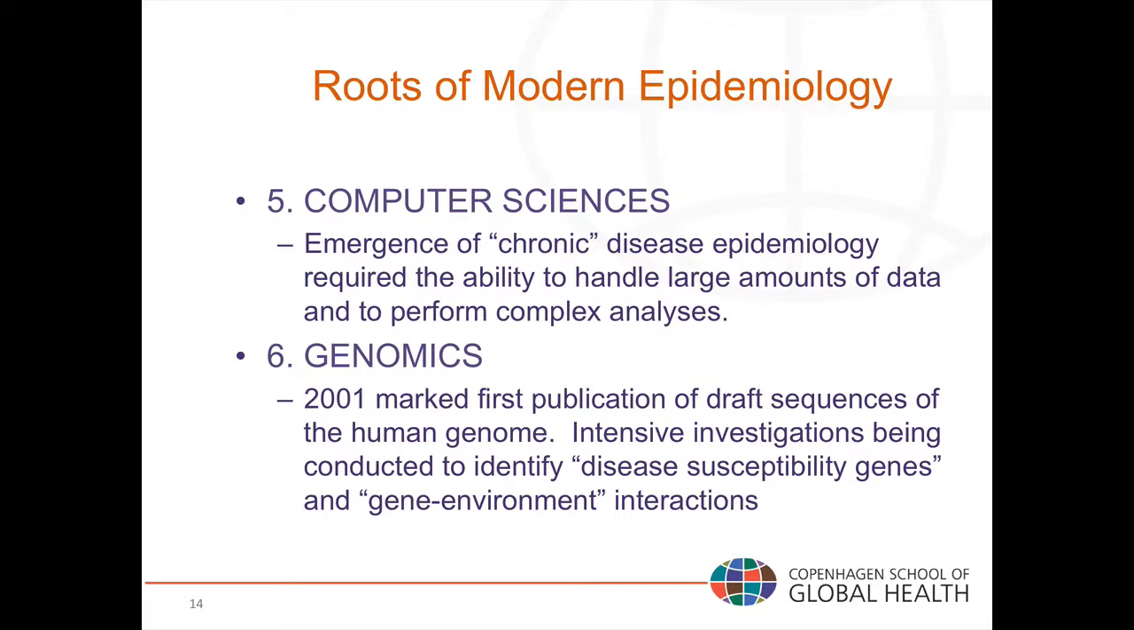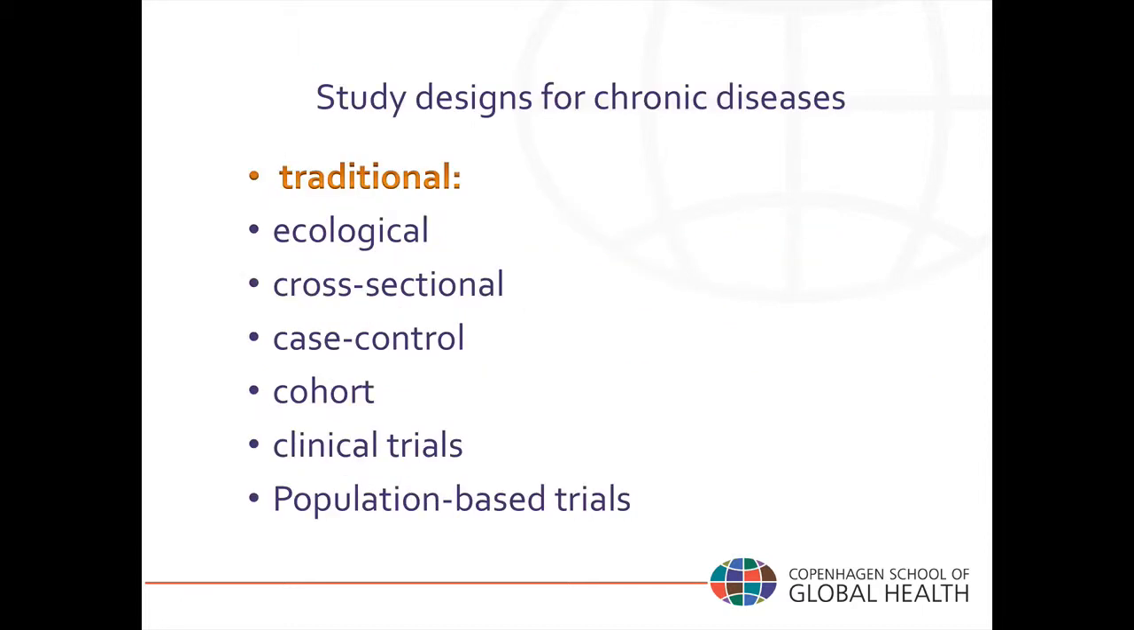Since 2001, the first complete human genome was sequenced and published. So that is another newer dimension now at the roots of modern epidemiology, and also of great importance to chronic disease epidemiology when we look at disease susceptibility genes and the gene environment interaction. So what are the study designs used in chronic disease research?